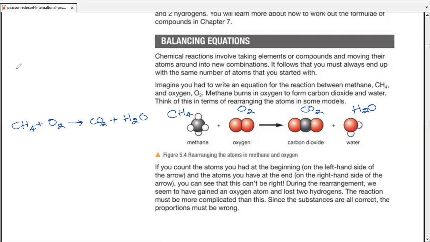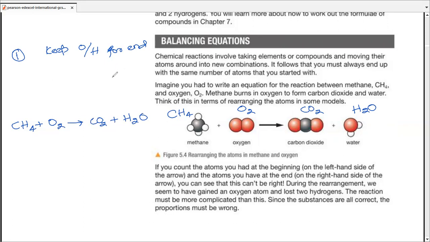Now, first rule, try balancing all other elements first and keep oxygen or hydrogen for the end. All right, balance them last if possible. Maybe there are some equations which do not consist of hydrogen or oxygen at all, fine.